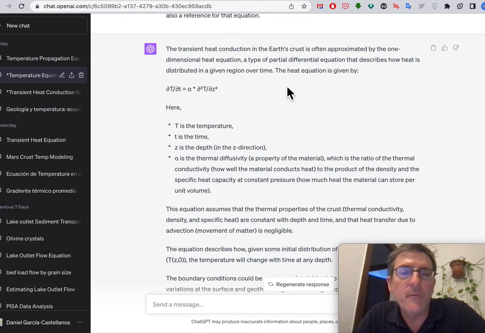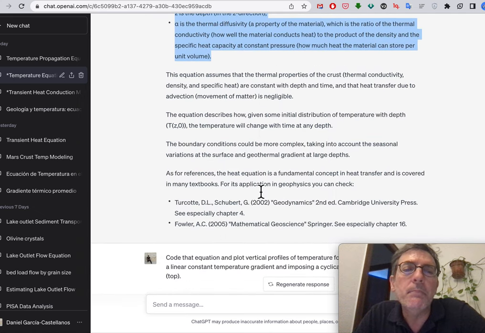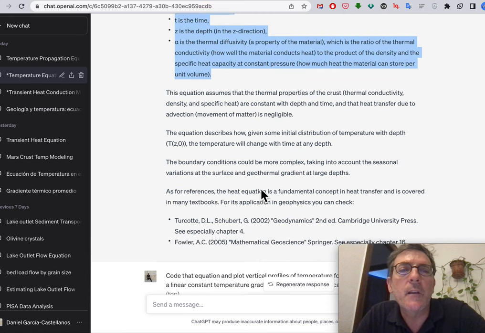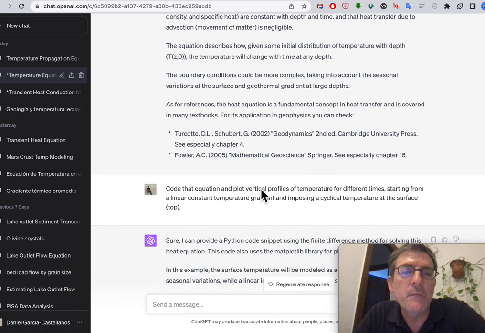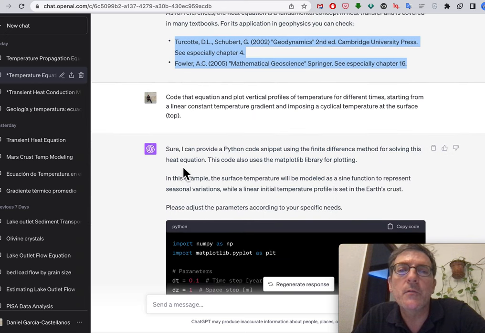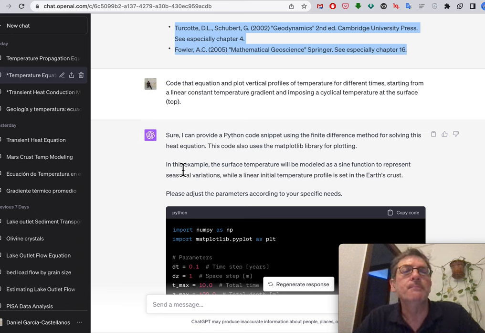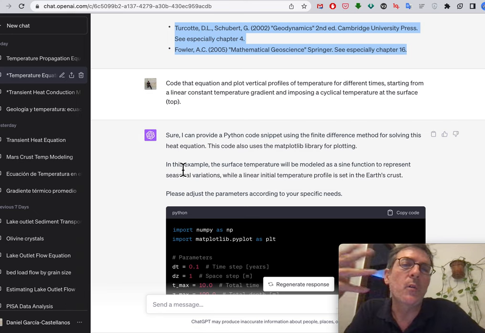And it answered very correctly and very precisely: the transient heat conduction in the Earth's crust is often approximated by the one-dimensional heat equation, and so on. So here you have the equation. This is the diffusivity. It defines all the terms very well. So it has actually learned very well about heat diffusion, and it also gives not just one but two very appropriate references that you could cite, or look at for more details on this question.